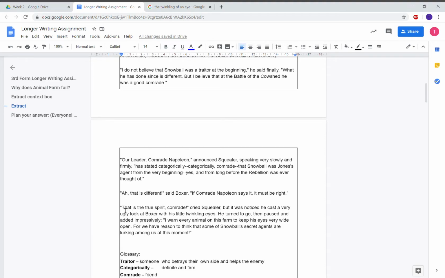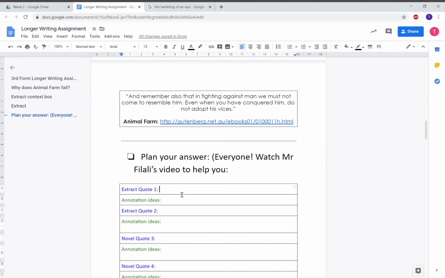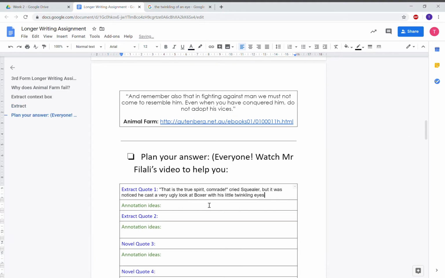this quotation here, where Squealer says to Boxer, "That's the true spirit, comrade," cried Squealer, but it was noticed that he cast a very ugly look at Boxer with his little twinkling eyes. And what I'm going to do is I'm going to copy that, and I'm going to paste that quotation here, where it says extract quote 1. I'm going to copy and I'm going to paste that in. So there's my first quotation. "That's the true spirit, comrade," cried Squealer, but it was noticed he cast a very ugly look at Boxer with his little twinkling eyes. The reason why I picked that quotation, my thought process was as follows.